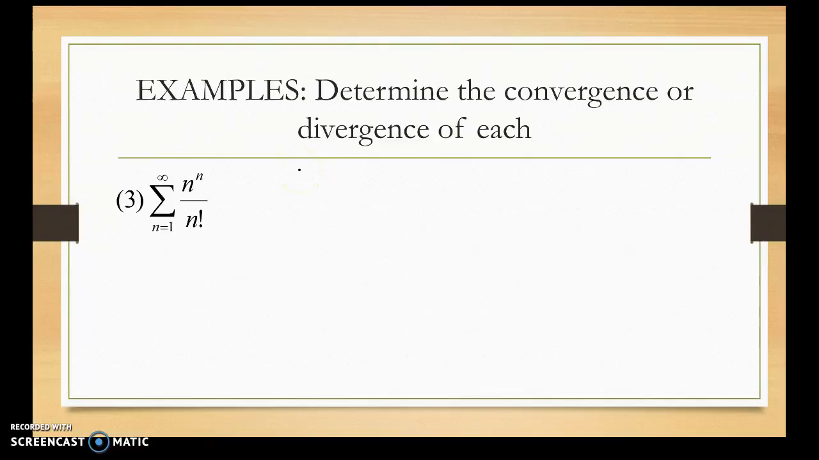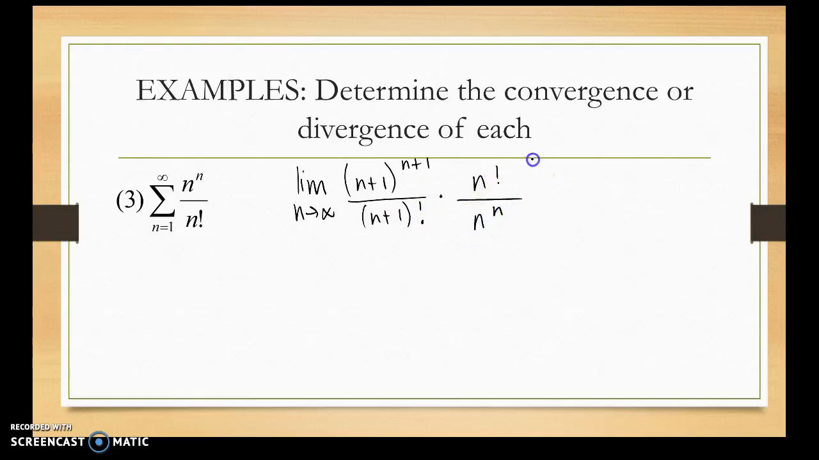n to the n over n factorial. Now the next test is the root test, and that's when we have something raised to the nth power, but we wouldn't use it on this series because of the n factorial. So limit as n approaches infinity, n plus 1 raised to the n plus 1 divided by n plus 1 factorial, reciprocal of the original. Okay, so limit as n approaches infinity.